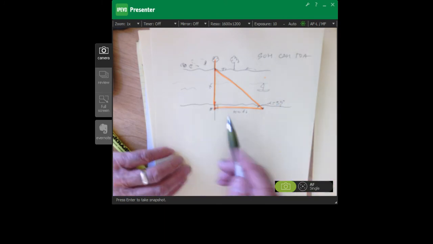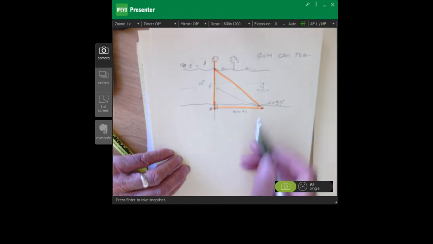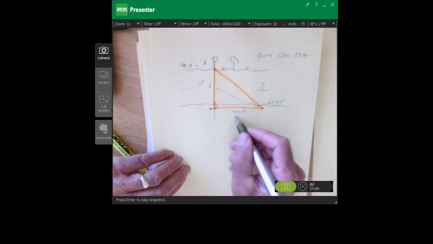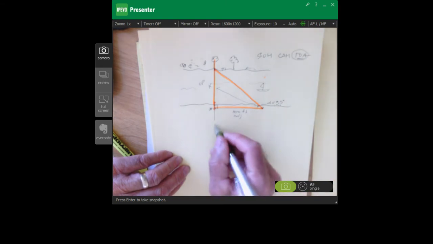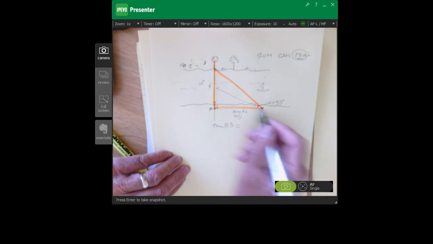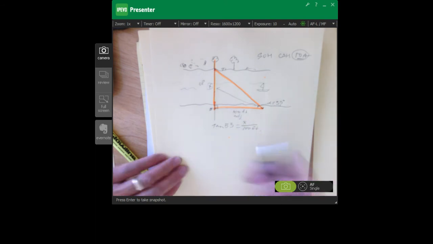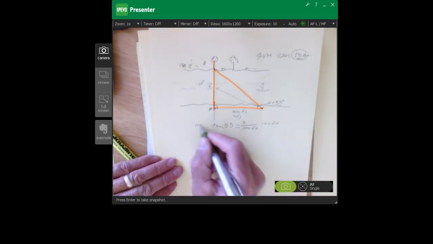So you look at what we have. That side right there is the opposite side, opposite of alpha. This side right here is adjacent to alpha. And so we have O and A, and that's TOA. So that's tangent. So tangent of the angle, 55, equals the opposite, which is x, divided by the adjacent, which is 100 feet. We want to get x by itself, so we're going to multiply both sides by 100 feet.